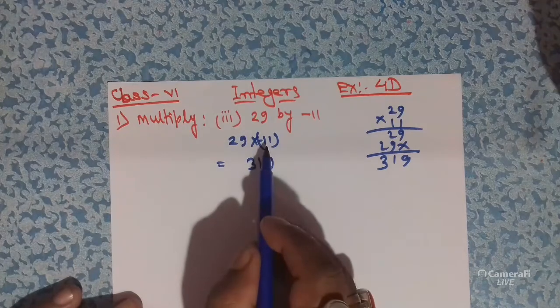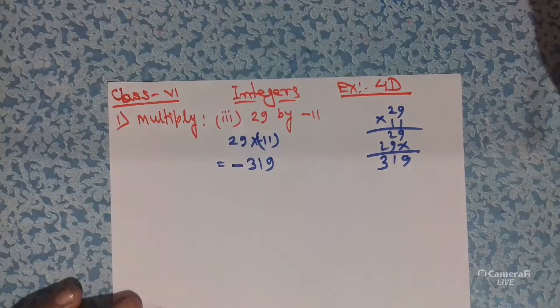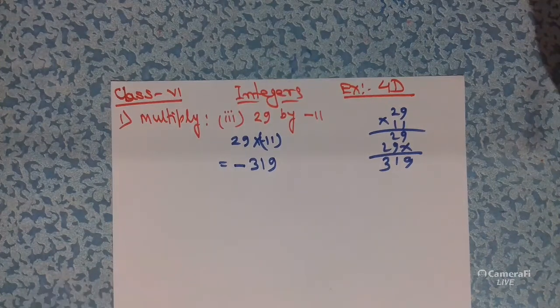So positive multiply negative is always negative, because I already discussed that plus multiply minus is minus, minus multiply plus is minus, minus multiply minus is plus, and plus multiply plus is plus. When we multiply opposite signs, it will be negative, and when we multiply the same signs, it will be positive. Okay students, I am going to show you another one.